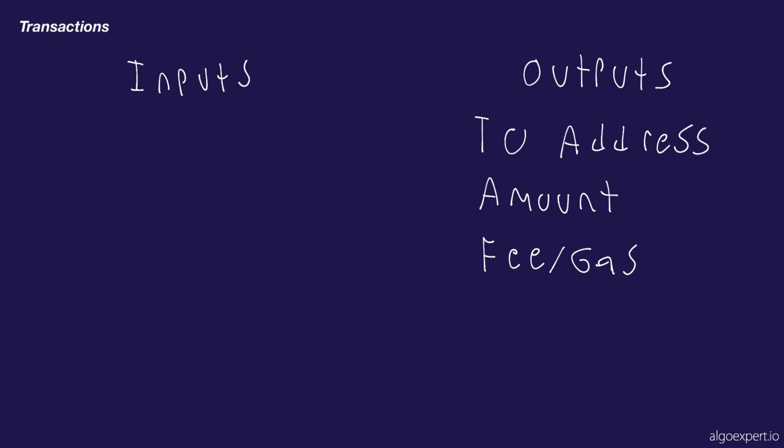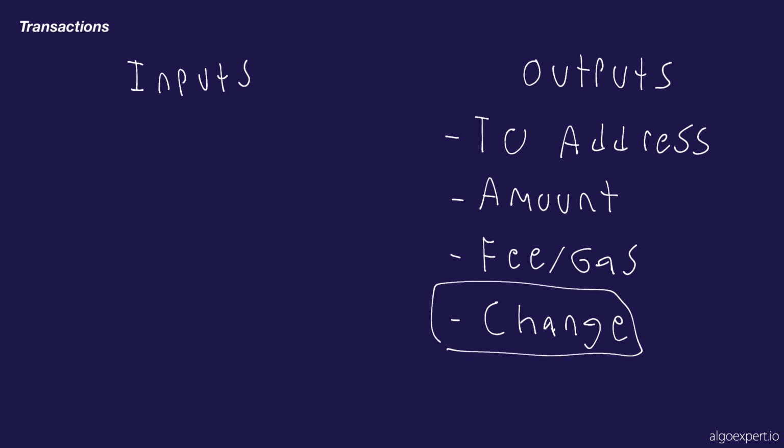Continuing here, we're going to have what's referred to as the change. Now, the change is how much money or how much Bitcoin is going to be returned to you. And the reason why we need that is because of the inputs to our transaction. So we have our two addresses, our amount, our fee, our gas, and our change. And right now the change makes no sense because we haven't talked about the inputs. So that's what we're going to do now.